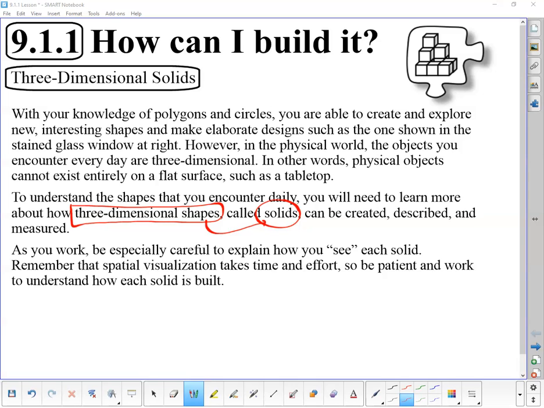As you work, be careful to explain how you see each solid. You're going to have to actually start looking at three dimensions in two dimensions. It's going to take some time, and it takes practice to understand how each one is built.